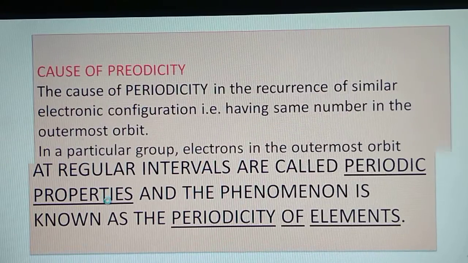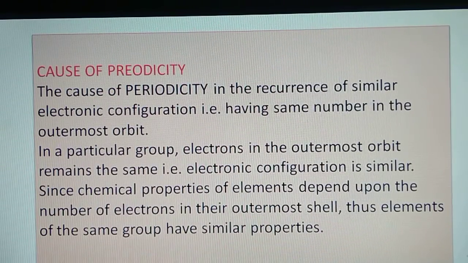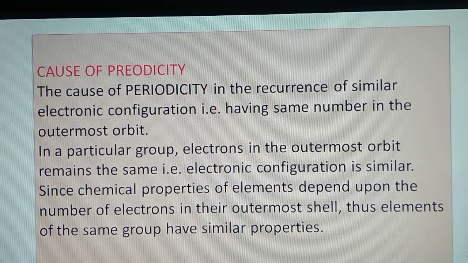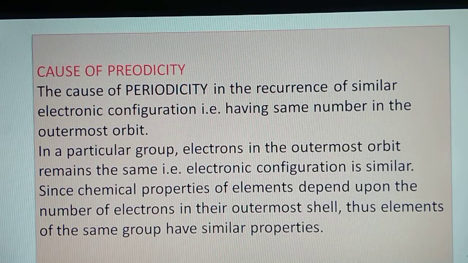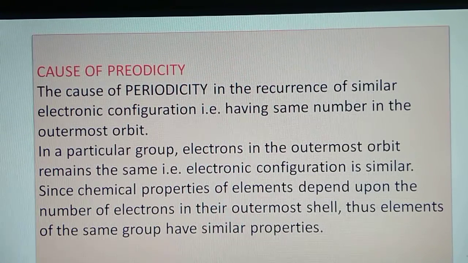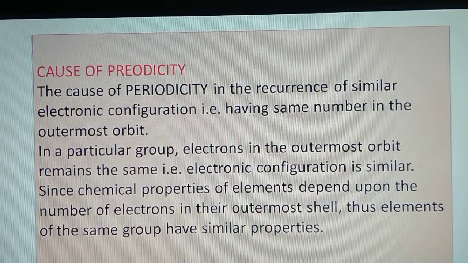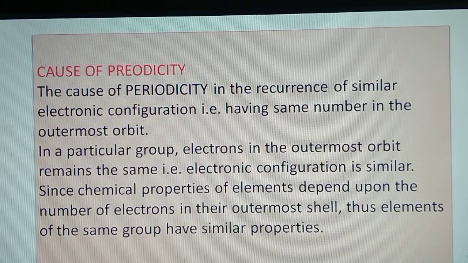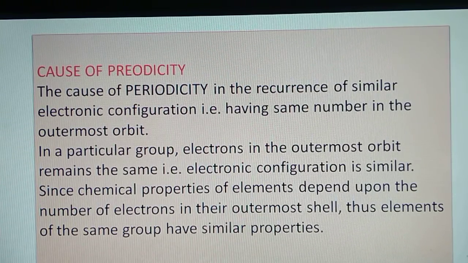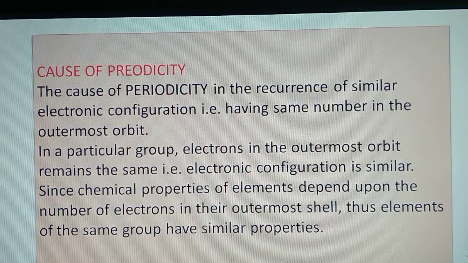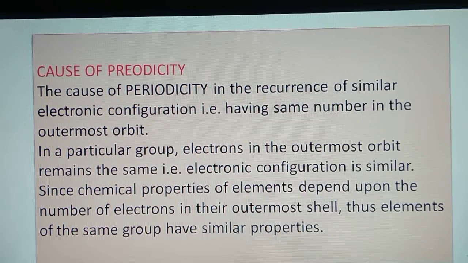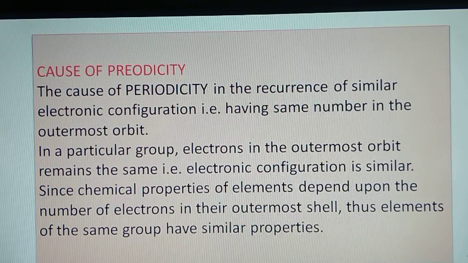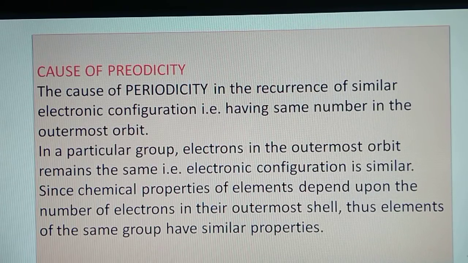Okay, so cause of periodicity. The cause of periodicity is the reoccurrence of similar electronic configuration, that is, having the same number of electrons in the outermost orbit. An example is halogen. The halogen group is group 17, which consists of 7 electrons. That's why it is an example of periodicity. In a particular group, electrons in the outermost orbit remain the same, that is, electronic configuration is similar.